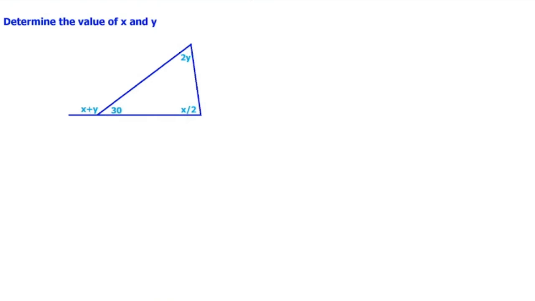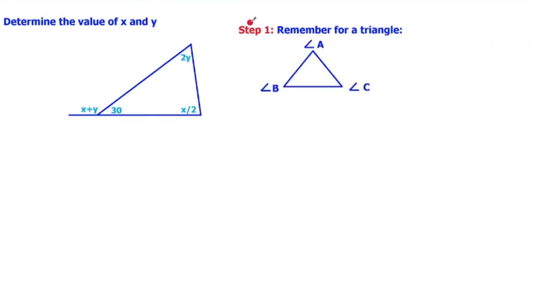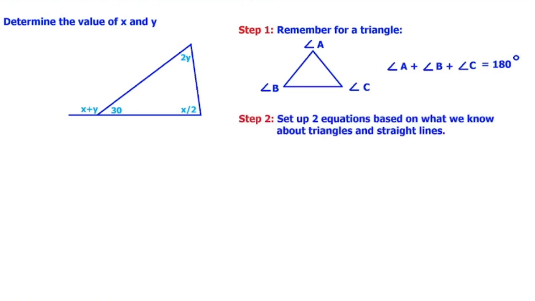First thing to remember is that for any triangle, we have angle A, B, and C. When you add up the three angles for any triangle, it equals 180 degrees. Now step 2 is to set up equations based on what we know about triangles and straight lines. We have a straight line here and a triangle.